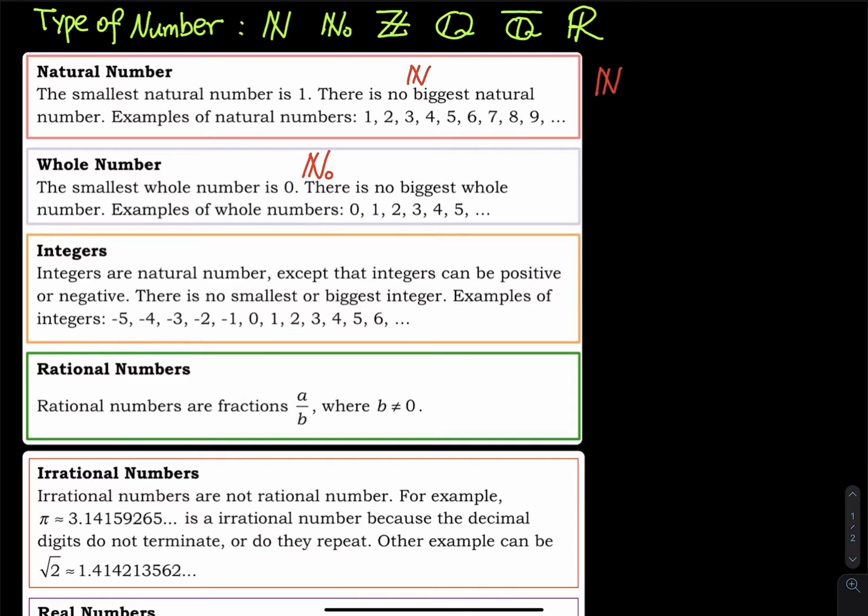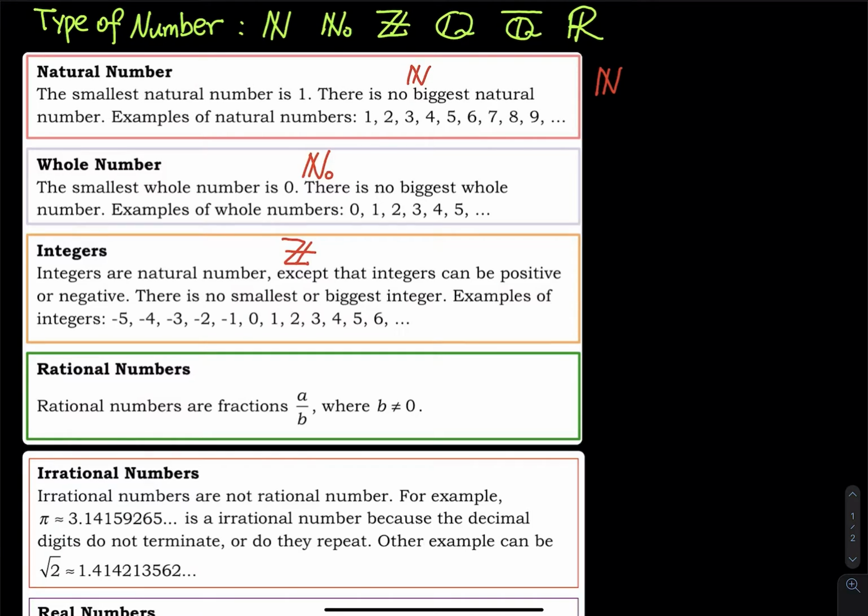And then integers are like natural numbers, except that integers can be positive or negative. In natural numbers, we start at 1, we do not include negatives, but in integers, we do include the negatives and the 0. So the symbol for integer is this Z, that stands for integer.